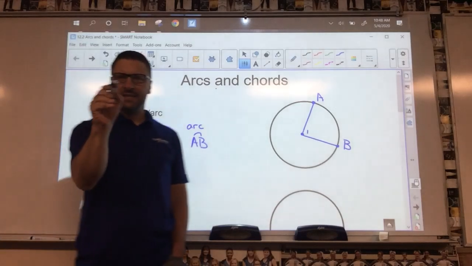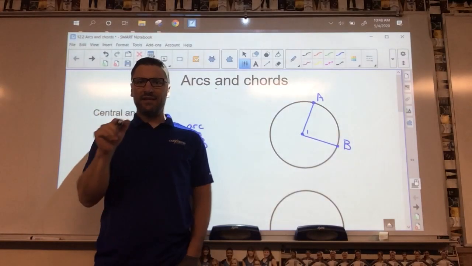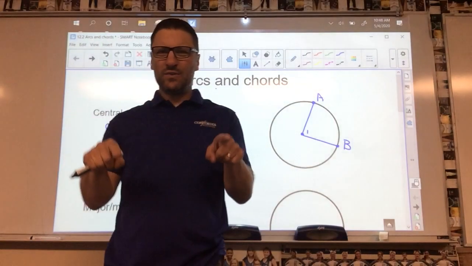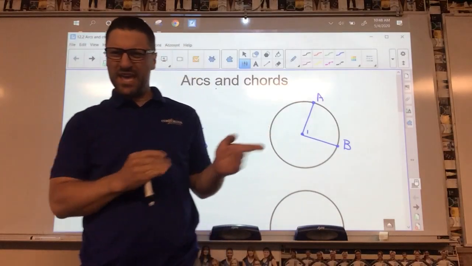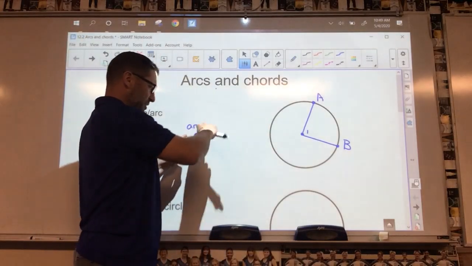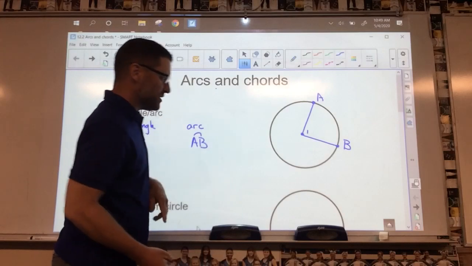We used to have a segment, if we want to say a segment, a line with arrows if we wanted a line, or we have a ray. We put a dot and we put an arrow. Well, that's a notation for the arc.